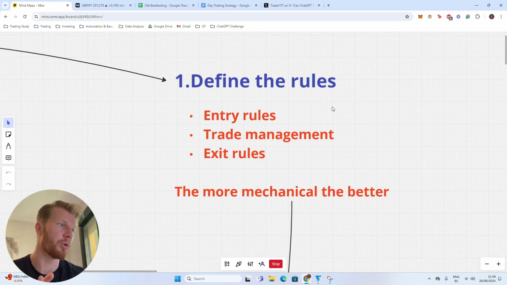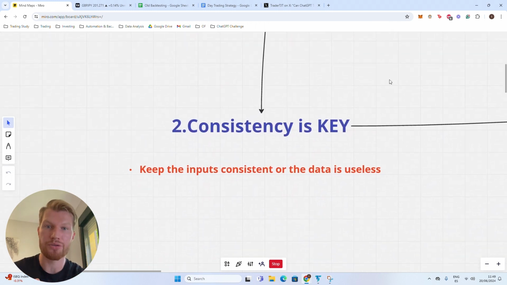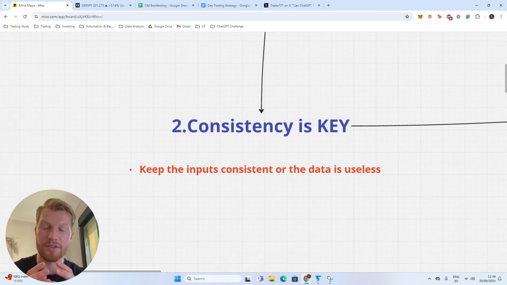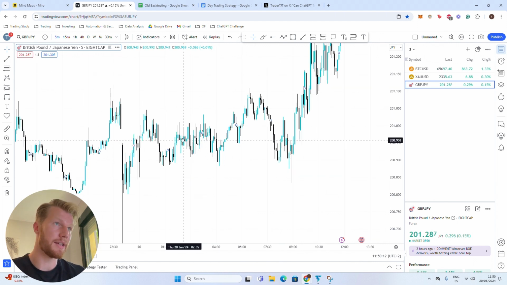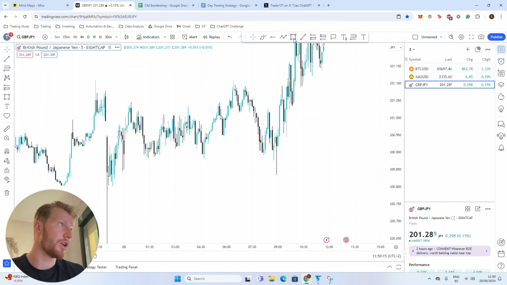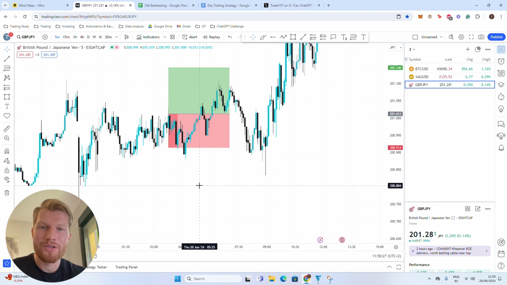And that actually brings me to the next point. Consistency is key. You need to keep these entry rules, these rules of the backtest consistent throughout the whole backtest. They have to remain consistent throughout, because if you don't, the data is going to be useless, right? And this is something that I used to do all the time when I used to backtest. I would be over here on some random pair, in this case GBP JPY, and I would have some strategy that I'm trading. Let's say I was looking for longs, and I'd take breakout trades, and I'd have my stop loss below the low. And I would do this for 10 trades.